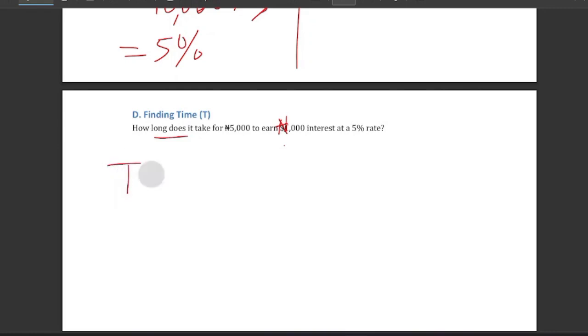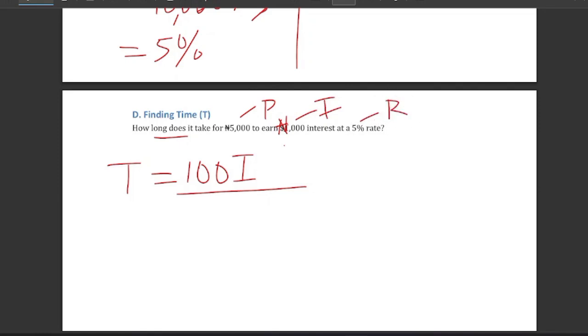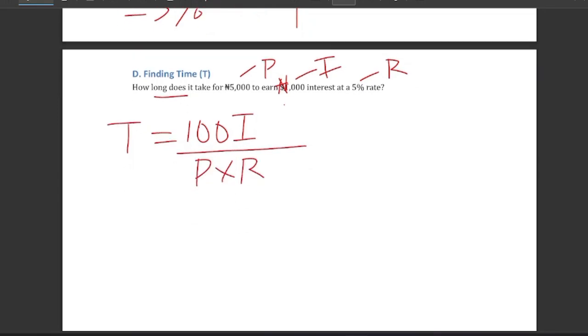That's going to be T equals the same formula, 100I divided by, so how long does it take 5,000? That 5,000 is the principal. This is the interest. And this is the rate. So that's what we're looking for. So that will be principal times rate.